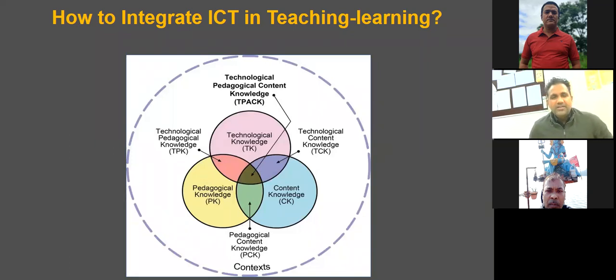For a teacher to integrate ICT in teaching and learning, one should be good in the content and pedagogy. When we join our services, we are very good in the content. In the meantime, we develop our pedagogical skills. But for integration of ICT in teaching and learning, one requires three things, that is content, pedagogy, and technology. We are very good in the content, we are expert in pedagogy skills, but we are not aware about the technology. So for integration of ICT, one requires these three things.